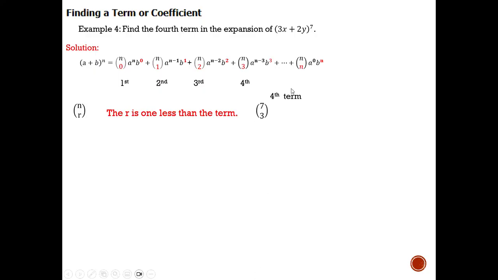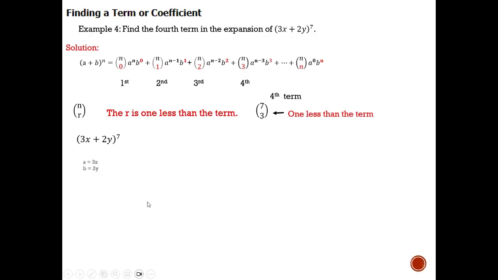Okay, so for the fourth term, I will use in the formula 7 choose 3, again 7 because that's the N, and again the R on the bottom is 1 less than the term. I want the fourth term, so the R is 3.